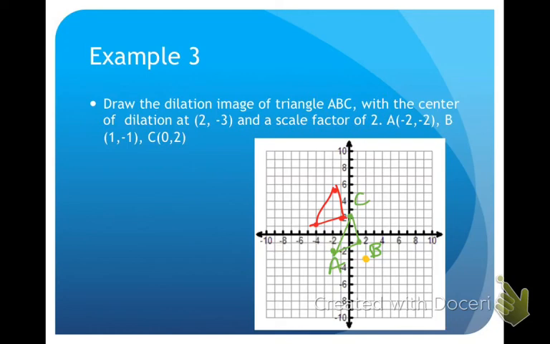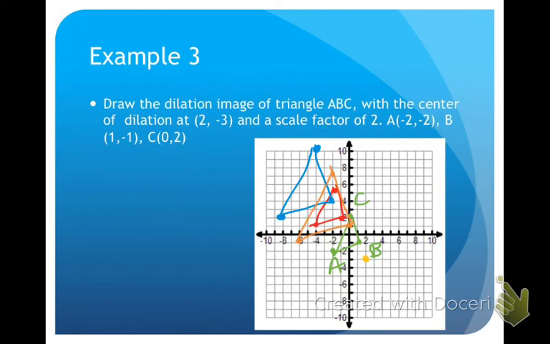So here it is translated, up 3, over 2. Here it is after I dilated the red figure by a factor of 2. Now I'm going to shift it back so that it's the actual dilation of the green one. The red and blue have just been in-between steps. So I'm going to undo the translation. I'm going to go down 3, right 2.